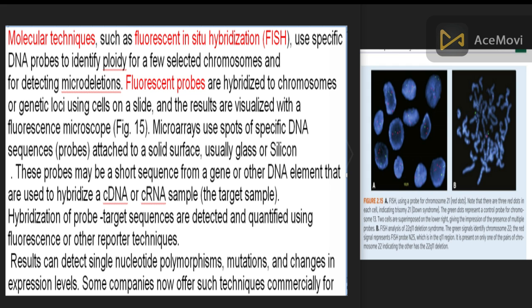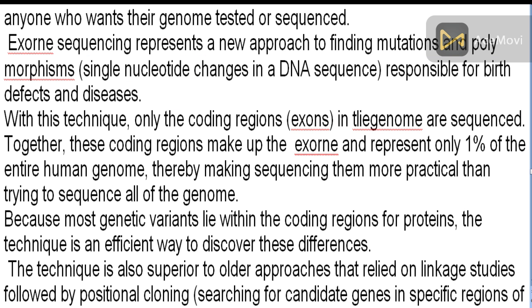Microarrays use spots of specific DNA sequences, probes, attached to a solid surface, usually glass or silicon. These probes may be a short sequence from a gene or other DNA element that are used to hybridize a cDNA or cRNA sample, the target sample. Hybridization of probe target sequences is detected and quantified using fluorescence or other reporter techniques. Results can detect single nucleotide polymorphisms, mutations, and changes in expression levels. Some companies now offer such techniques commercially for anyone who wants their genome tested or sequenced.